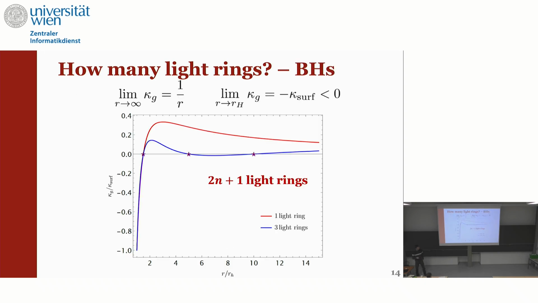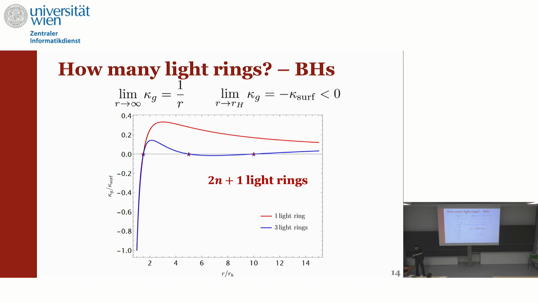So for black holes, we will have geodesic curvature with this sort of behavior. They will start at negative values and end at 0 from above. So we have to have at least one light ring, which is crossed with positive slope. So we'll have an unstable light ring. And additional light rings will always come in pairs, one additional stable light ring and one additional unstable light ring.